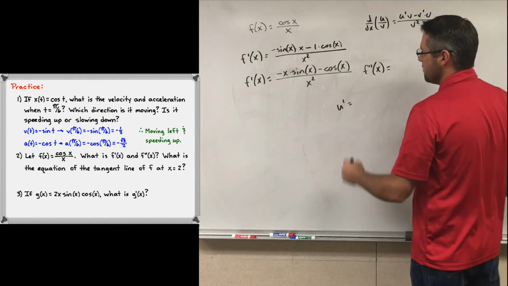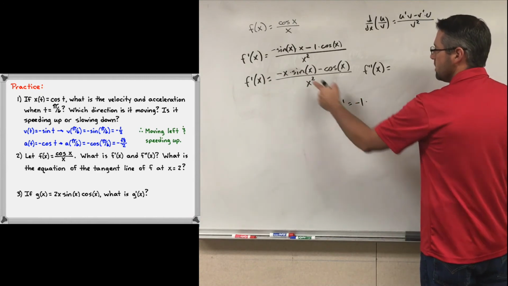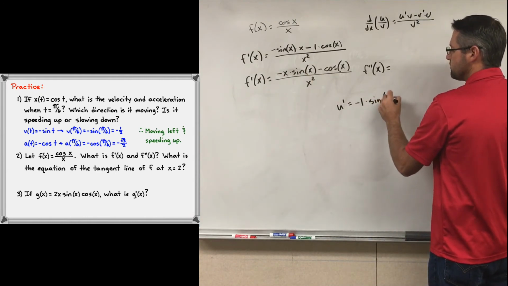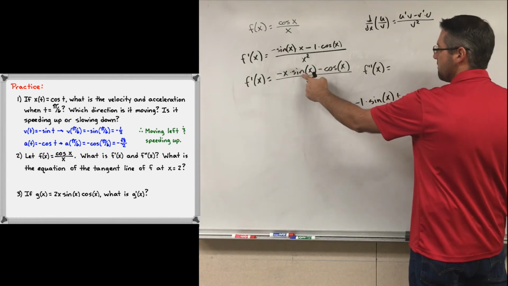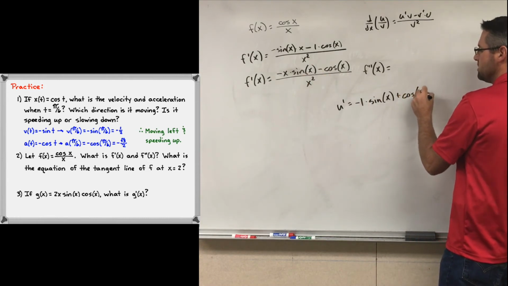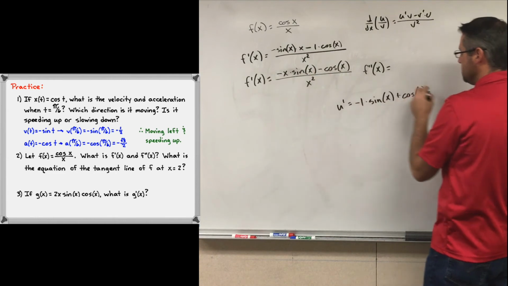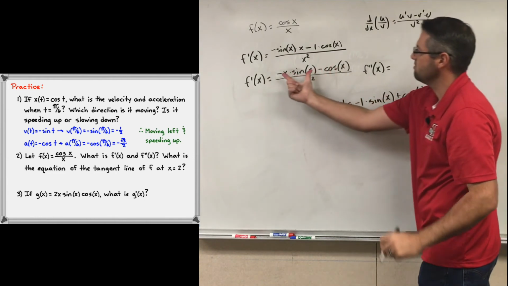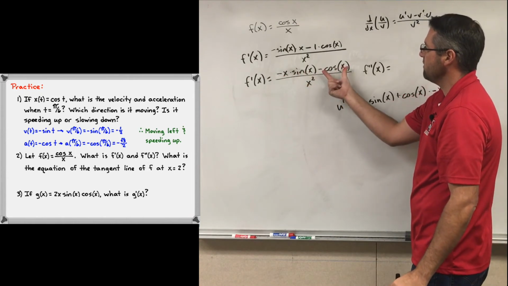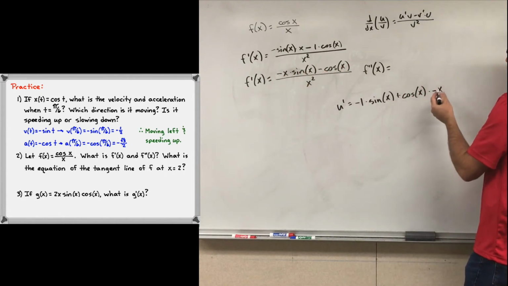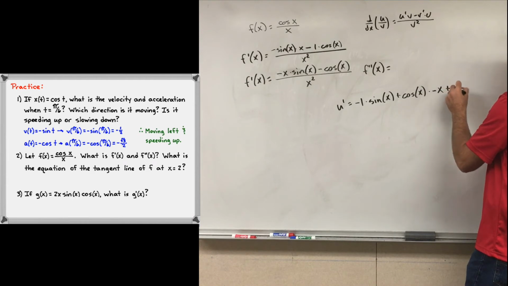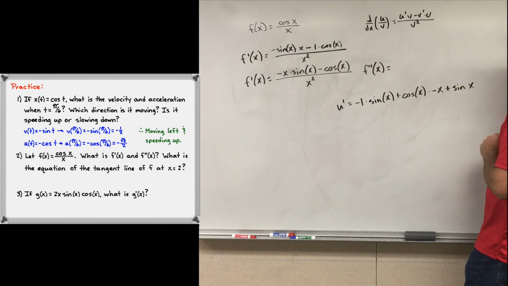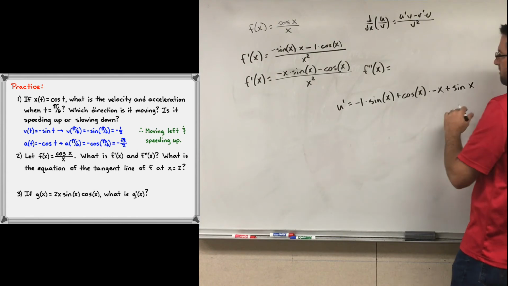The derivative of the first thing is going to be negative 1 times sine of x, plus the derivative of the second thing, which is cosine of x, times the first thing, so times negative x. So that's just the derivative of this piece of the top. Then I have to figure out the derivative of negative cosine of x. The derivative of negative cosine of x is positive sine of x. So that's the derivative of the top. All right? Yeah, that's the derivative of the top.